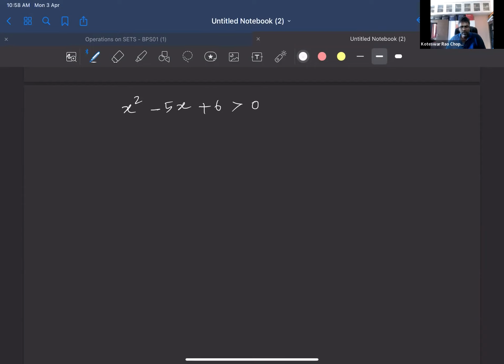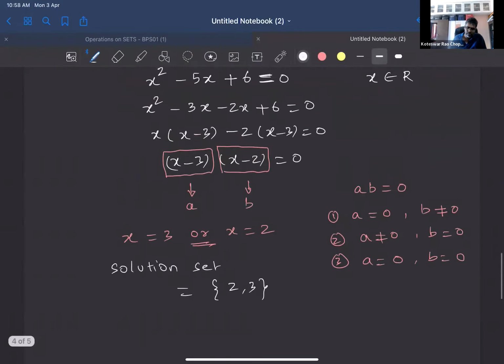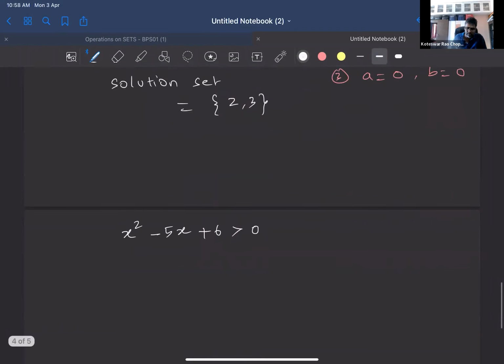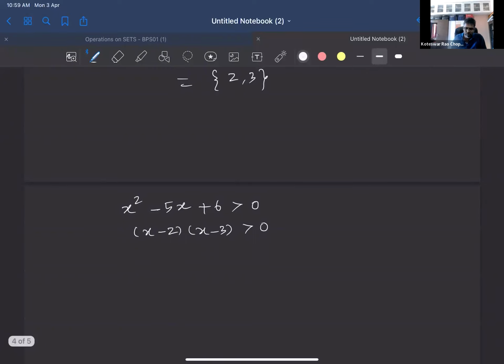Now what will happen? You will try to solve this as if you're solving your quadratic equation. You try to factorize it if it is possible. In this case, it is definitely possible to factorize it, like we have done here. So you factorize it and get the factors: x minus 2 and x minus 3 is greater than 0, right? Now, if you consider x minus 2 as A and x minus 3 as B, so this is A and this is B.